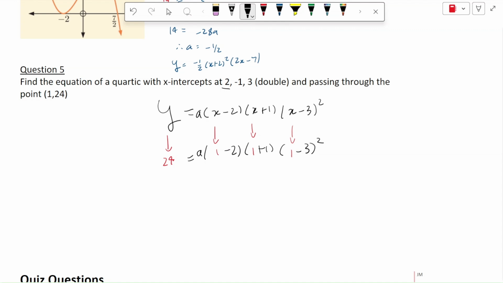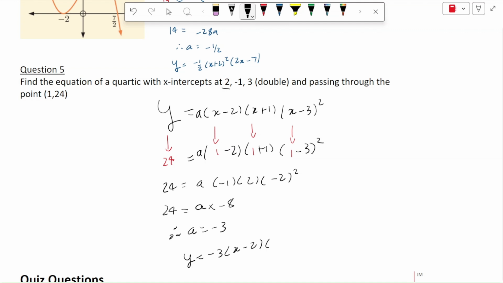All right, and if we do that, we should get 24 is a times -1 times 2 times -2 squared. Or in other words, 24 is a times, let's see, 3 negatives. So a times -8 essentially. Therefore, a would have to be -3, and that tells you that y is -3, x take 2, x plus 1, and x take 3 squared. And we just graph that and see if it works out.